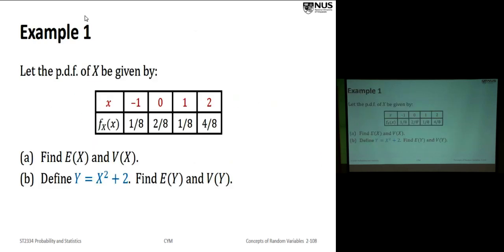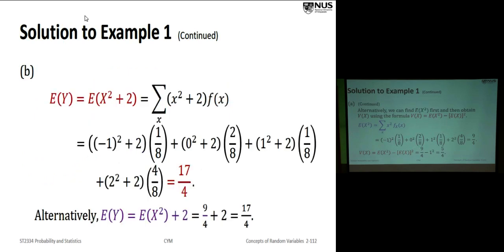Let's go back. Remember in part B, we defined the random variable y equal to x squared plus 2, and I want to compute the expectation of y and the variance of y. Well, this is again not so difficult. The expected value of y, by definition, is the expected value of x squared plus 2. That's x squared plus 2, the function of interest, weighted by the probability mass function. So x is equal to minus 1 with probability an eighth, so I get minus 1 squared plus 2 times an eighth. x is equal to 0 with probability 2 over 8, so I get 0 squared plus 2 times 2 over 8. This time I care if it's 0 because I've got this additive factor here. If x is 1 with probability 1 over 8, I get 1 squared plus 2 times 1 over 8, and similarly here.